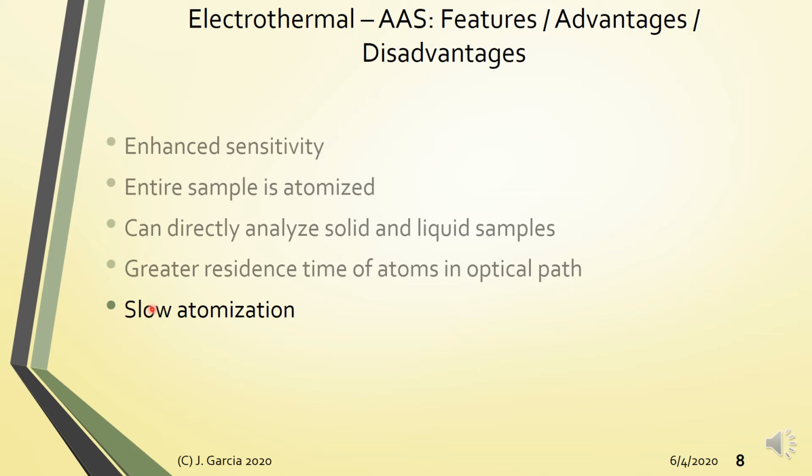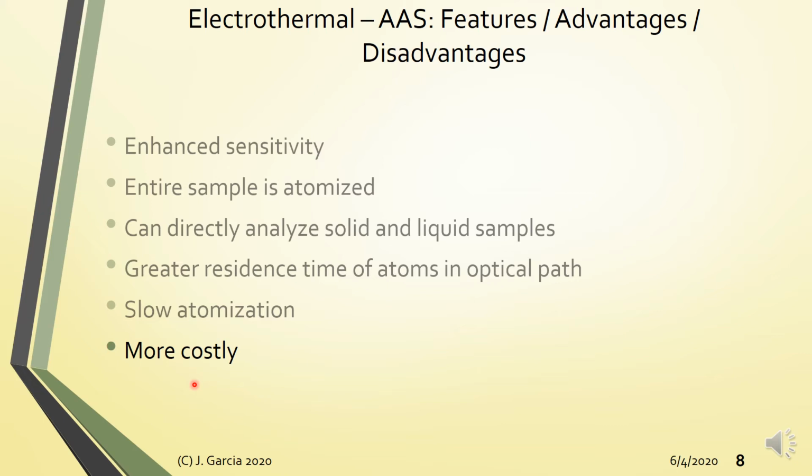If you recall, you need to do some temperature programming. You need to ramp up the temperature slowly. Then after finishing the temperature program, you need time to allow the furnace to cool down before you can place another sample. So you have a longer analysis time when using a graphite furnace. And then finally, it is more costly. It's more expensive to equip your AAS system with a graphite furnace compared to using just the Flame-AAS.